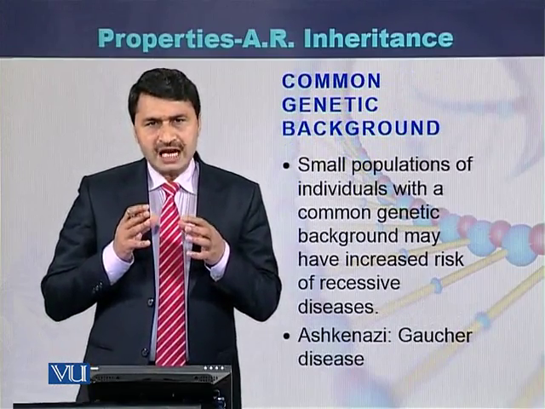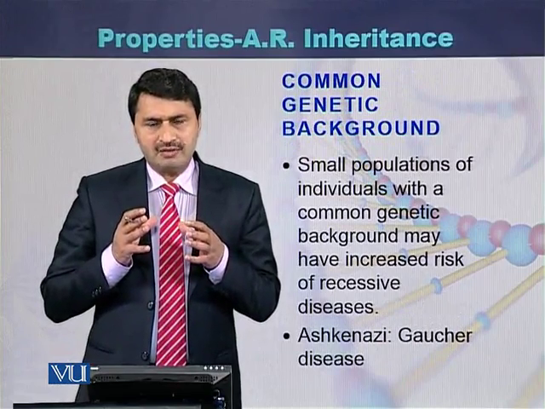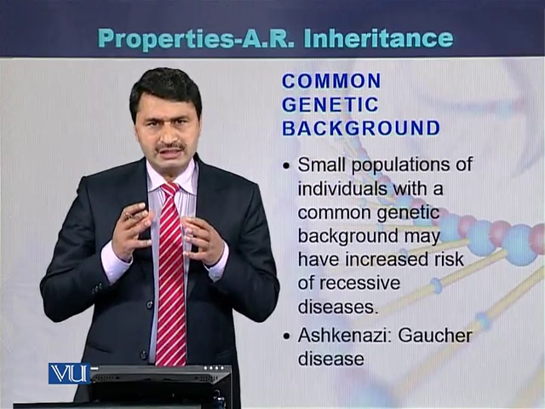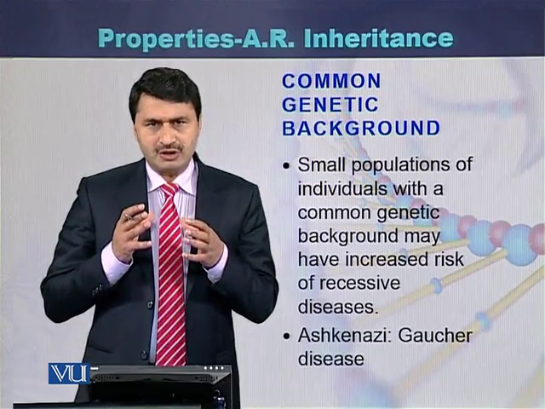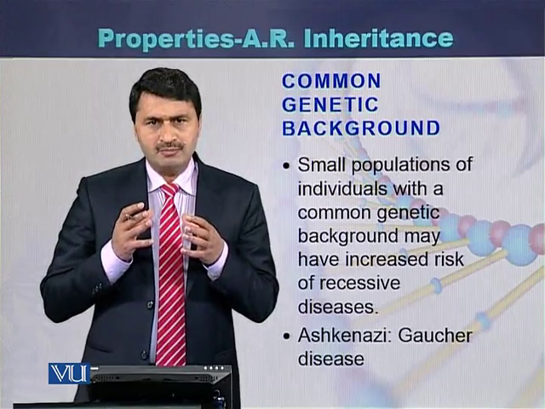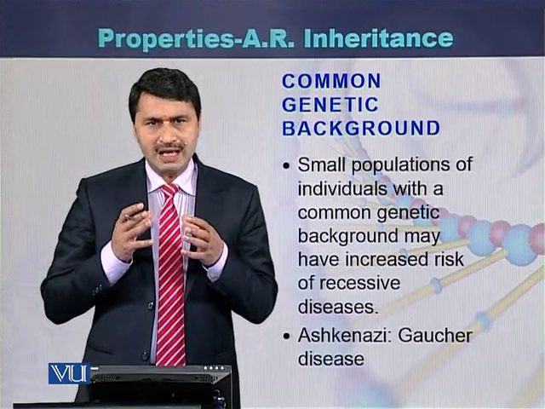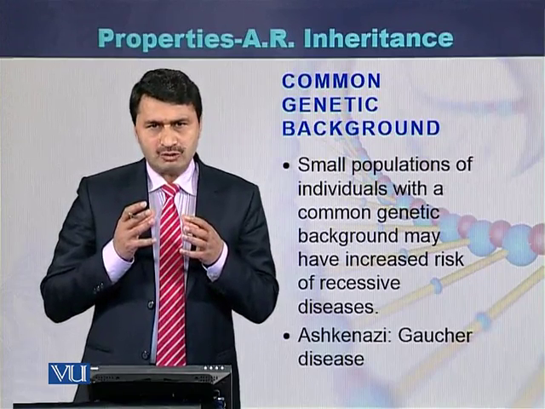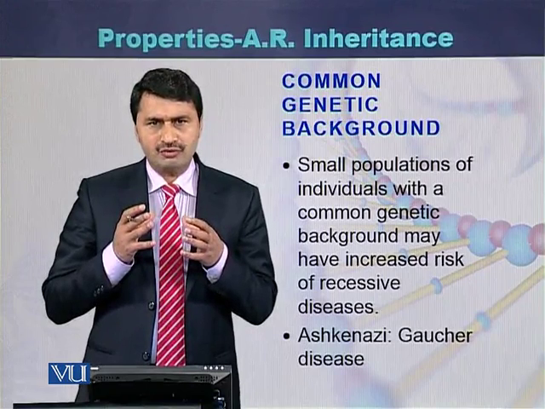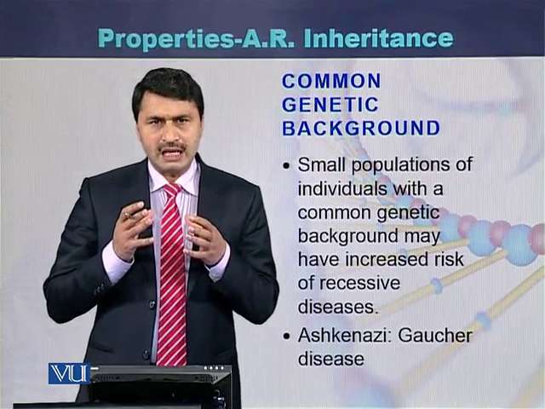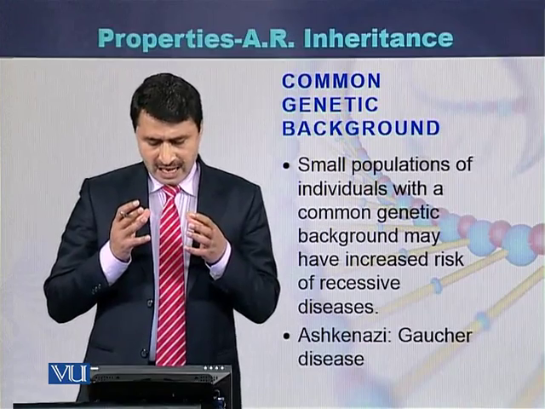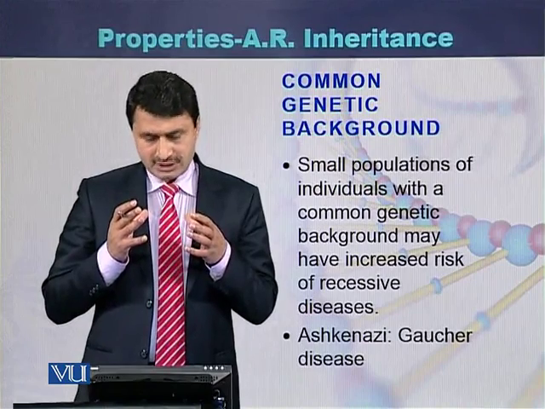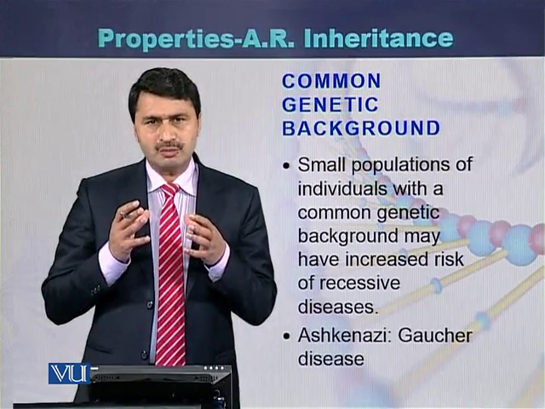Common genetic background. These types of diseases usually appear in populations that have common ancestors, because in a small population where there are intermarriages, or marriages within the families, and their ancestors are common, autosomal recessive diseases are more frequent in those populations. Like in the case of Ashkenazi Jews, in which it has been seen that a particular disease, Gaucher disease, is more prevalent.